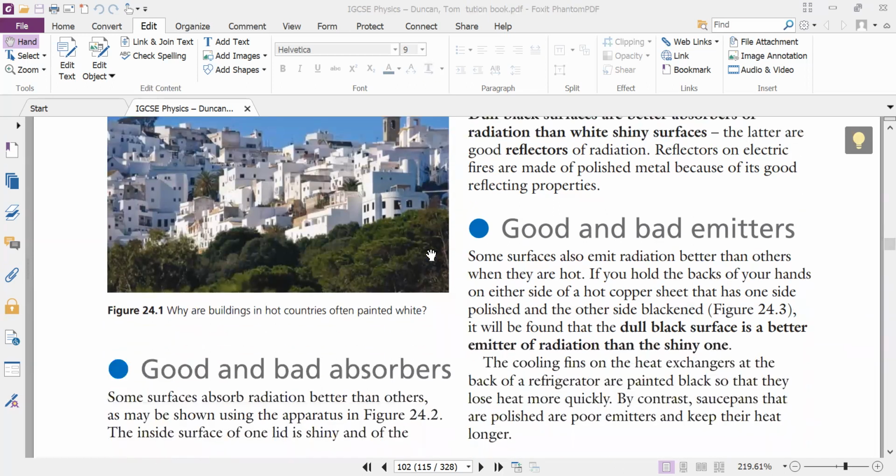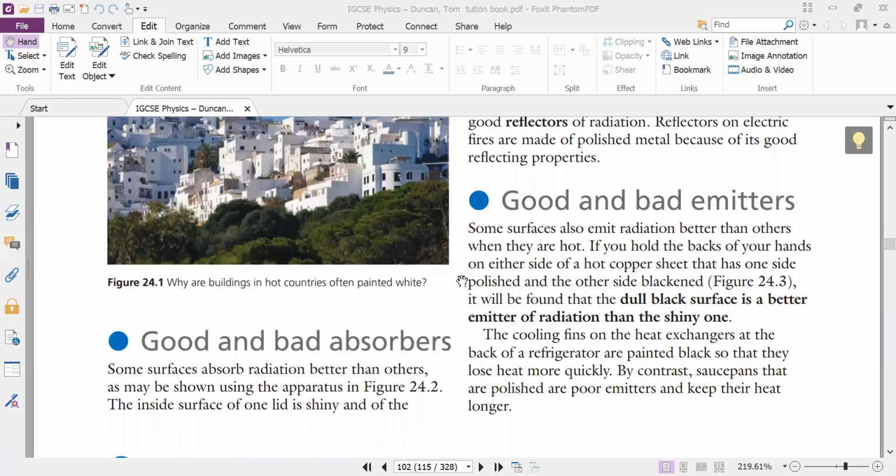The next one: what are the good and bad emitters? So from here, Alicia, can you read please? What's the important point we get, what are the good emitters, what are the bad emitters? Some surfaces emit more than others. Here they mention that a dull black surface is a better emitter of radiation than a shiny one. If you have a shiny surface, then it is not as good an emitter, right?